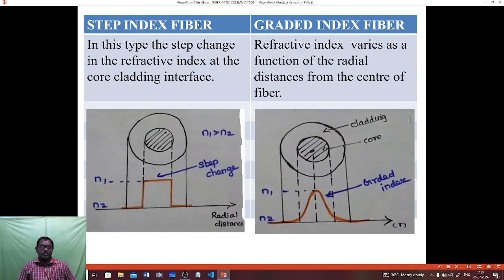So we know that step index fiber has a 0 or 1 level, with N1 and N2. And graded index means it is based on the radial distance. It is the radial part of the system with respect to the core and the cladding. And N1 is greater than N2 for step index.